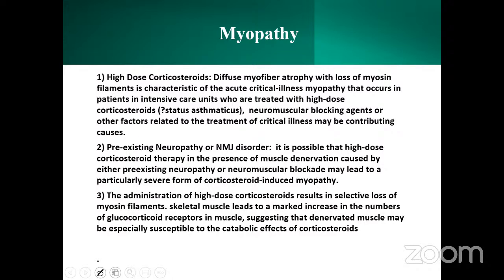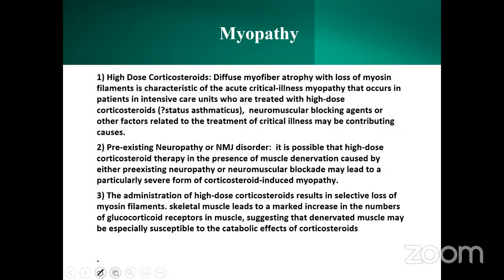High dose corticosteroids. What happens if you treat with high dose corticosteroids? Diffuse myofiber atrophy with loss of myosin filaments is characteristic of the acute critical illness myopathy that occurs in patients who are in intensive care units. Status asthmaticus is usually treated with high dose corticosteroids. There may be usage of neuromuscular blocking agents, and other factors related to the critical illness may be contributing causes.